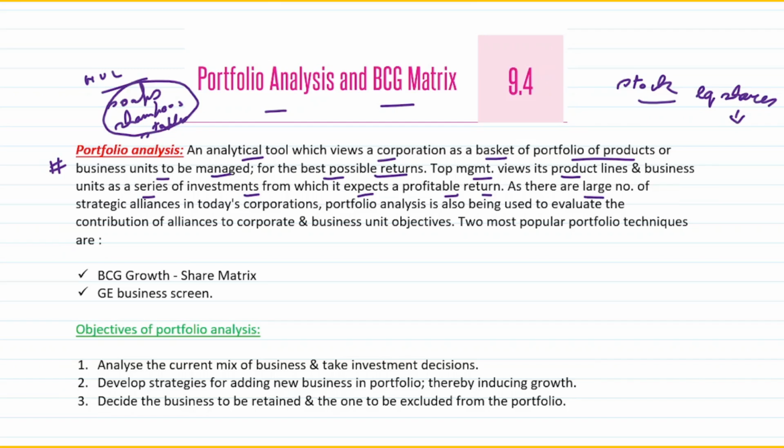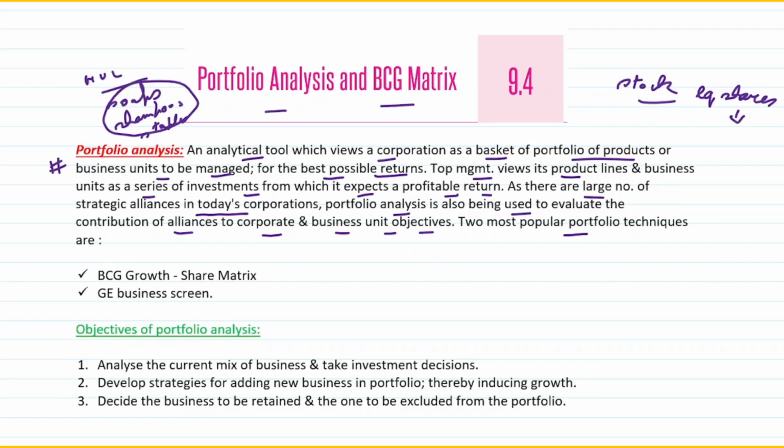As there are large number of strategic alliances in today's corporations, portfolio analysis is also being used to evaluate the contribution of alliances to corporate and business unit objectives. So the basic idea, now you know there are a lot of corporations which are working together, right? That is what is called as strategic alliances, or various business units may be coming together and working together for maximization of the profit. Again, that can be called as a strategic alliance. So portfolio analysis is basically used for what? For evaluating the contribution of those alliances towards what? To the corporate and for the attainment of the business objectives, business unit objectives, fine.